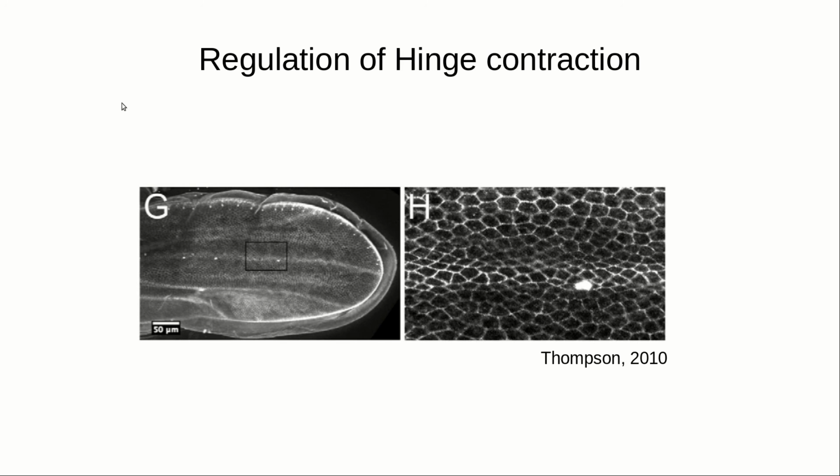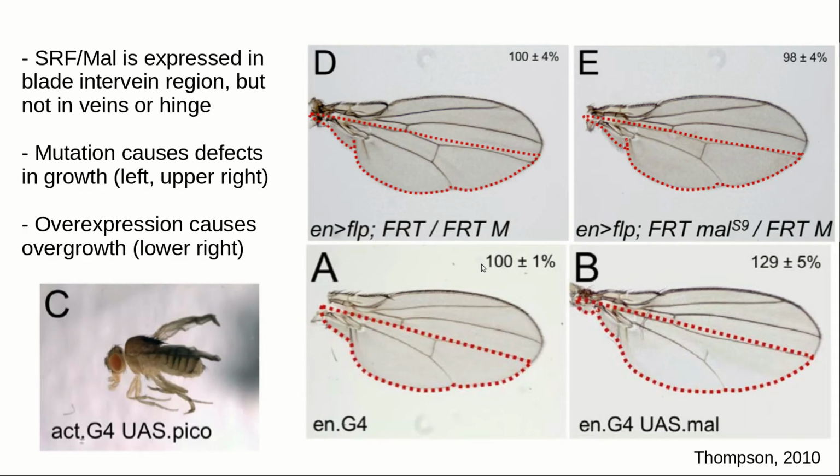On the other hand, we don't know much about how hinge contraction is regulated, and what we think we know is mostly indirect. It comes from the observation that the cells that are in the veins also decrease their size during this stage. There's a transcription factor called SRF or MAL, which is expressed in the blade intervein region, but it is not expressed in the veins or in the hinge. So when it is overexpressed in the vein, it causes a little bit of overgrowth, and the size of cells in veins does not decrease.